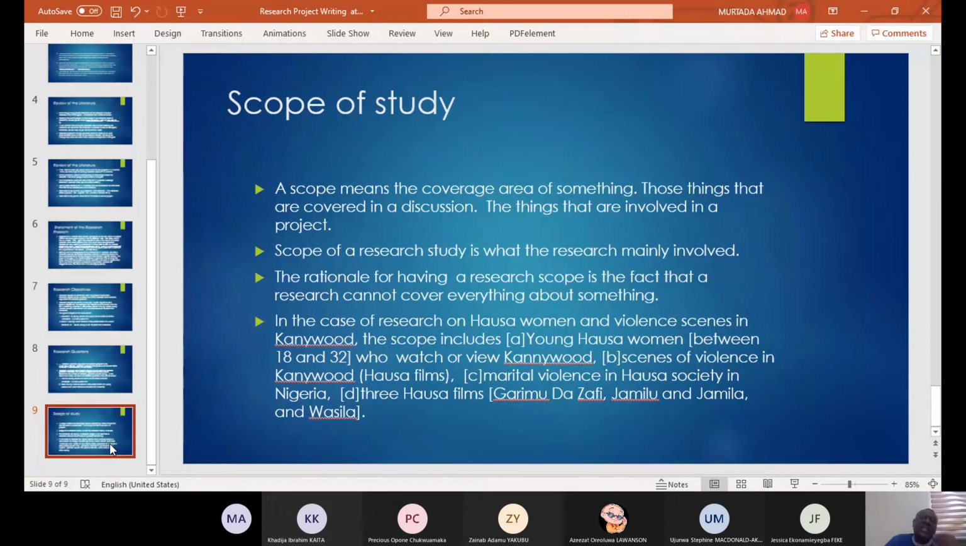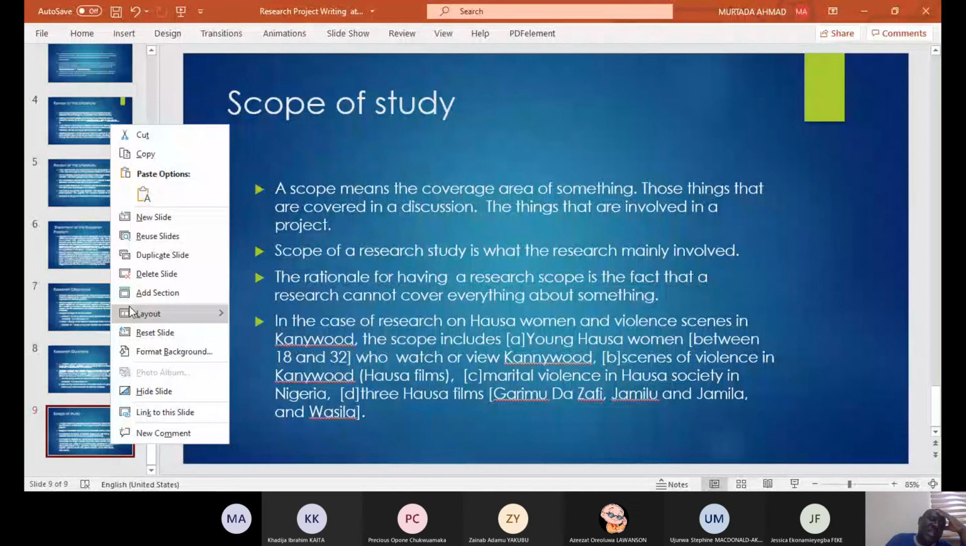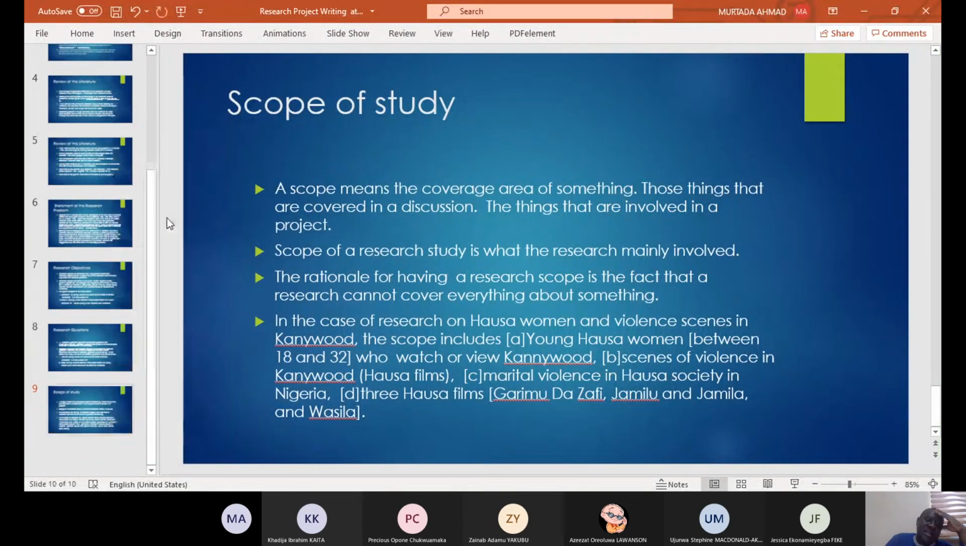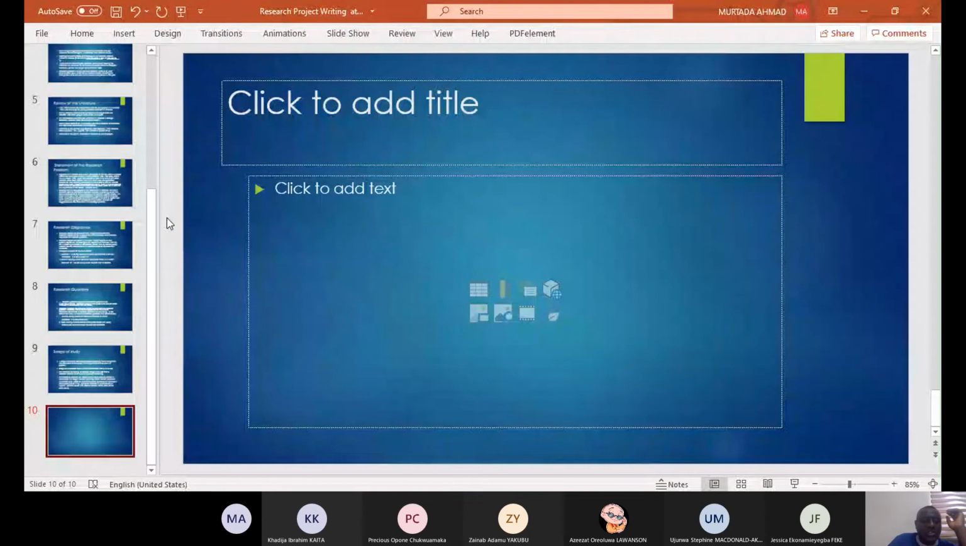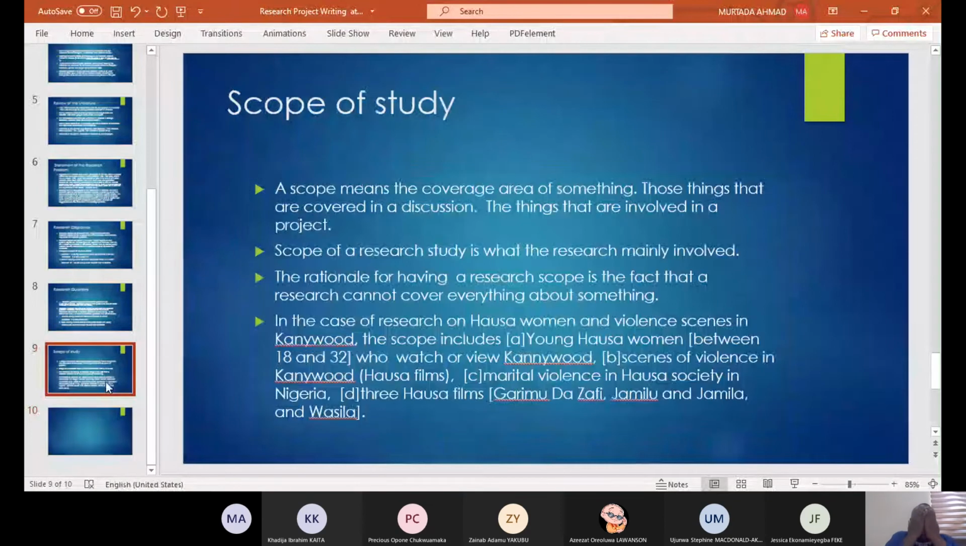Now, let us look at another thing. Let us add one more slide before we bring the lecture to an end. Although I don't like talking about it until chapter 5, I'll say it here.